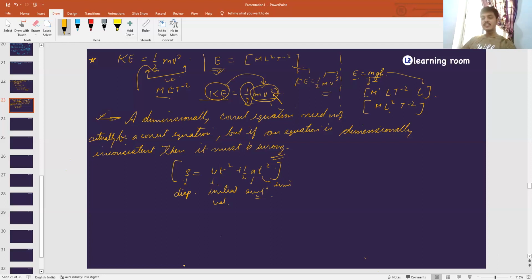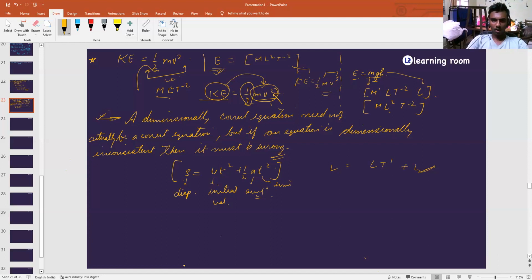What did he get? Consistent or inconsistent? Inconsistent. What is the problem then? In LHS, it's L, but in RHS, it's LT^-1 plus L. Yeah, that's correct. Good. Ritika, did you get the same answer? Yes, sir. I also got the same answer. Good. Rohit, Chitesh, same answer? Sir, isn't it L?